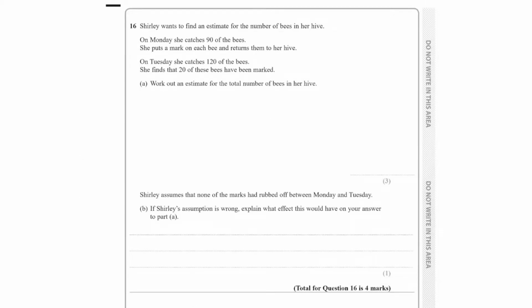Okay, question 16. This is a topic that doesn't often come up, but it is really easy when it does, if you can just memorize a formula. So it's quite rare, but then when it comes up, it's just guaranteed marks.